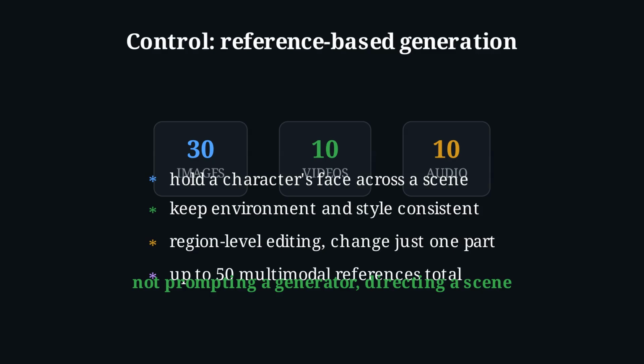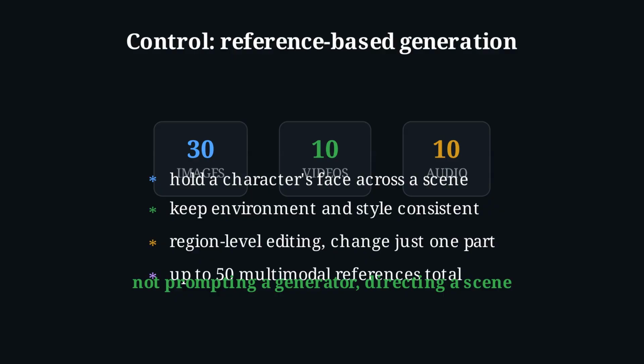This is how you hold a face or a location, or a style across 30 seconds instead of hoping it survives. There is also region-level editing, where you can select a part of the frame, tell the model to change just that, and the rest stays untouched. Add up to 50 multimodal references, and you are not prompting a generator anymore. You are directing a scene. That is the difference between typing a wish and composing a shot.